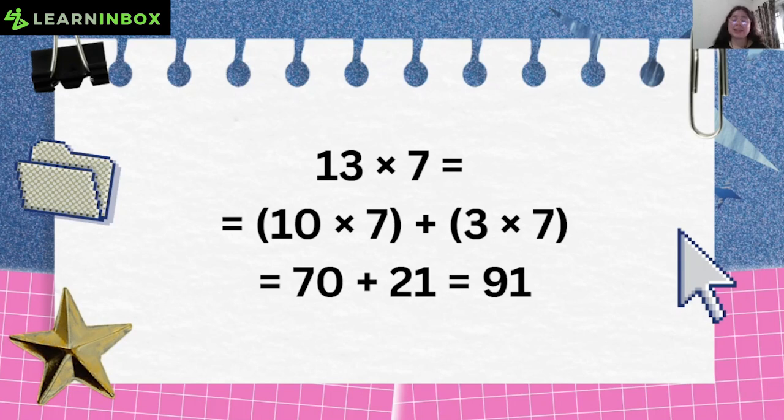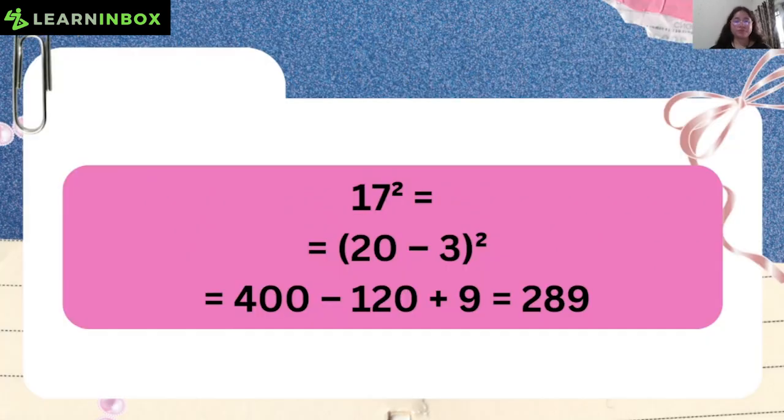You can break 13 into 10 and 3, then multiply 10 with 7 and 3 with 7 separately. You already know that 10 times 7 is 70, and 3 times 7 is 21, and on addition the answer will be 91. So instead of memorizing it, you can simply break it down. Faster, cleaner, no stress.